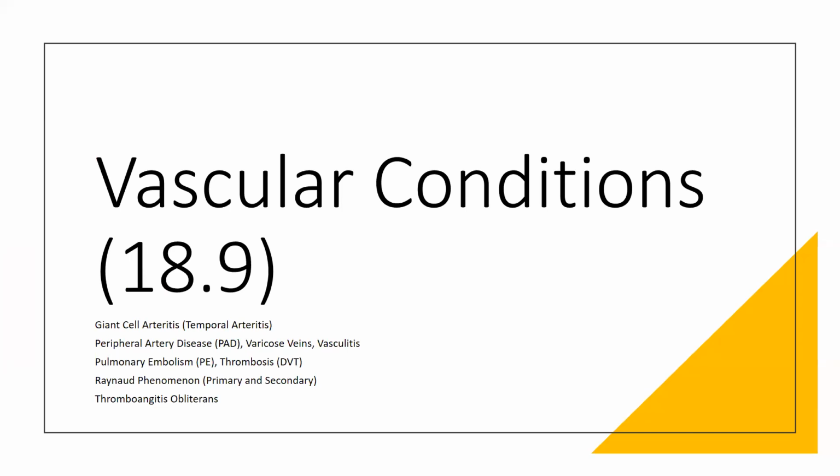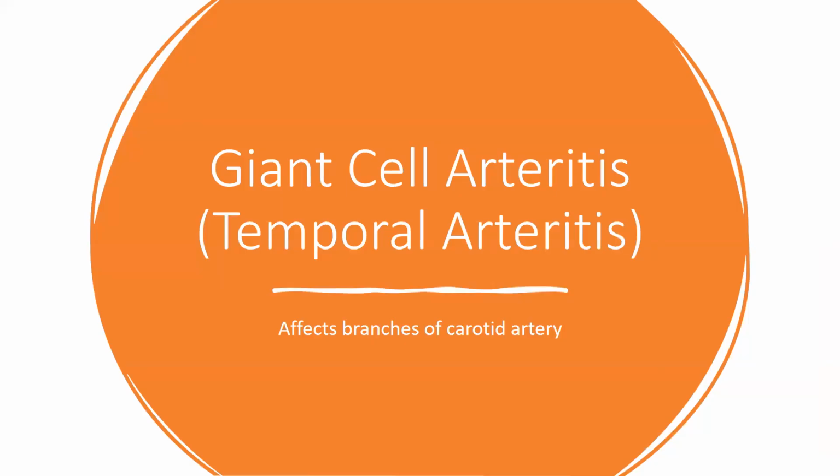So vascular conditions: giant cell arteritis or temporal arteritis, peripheral artery disease, varicose veins, vasculitis, pulmonary embolism or DVT, Raynaud's, and thromboangiitis obliterans. I have these because they're less common things that we talk about clinically. That's why these are some of the things I'm highlighting, not because you'll see them more commonly clinically. NPLEX doesn't care if you see it more commonly.